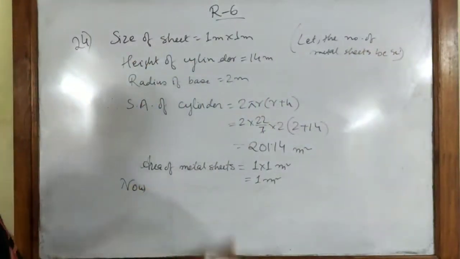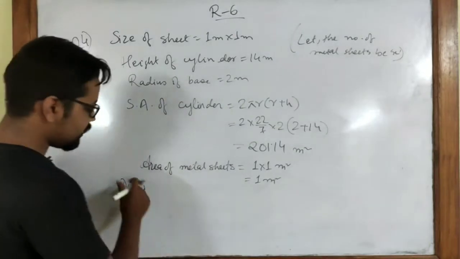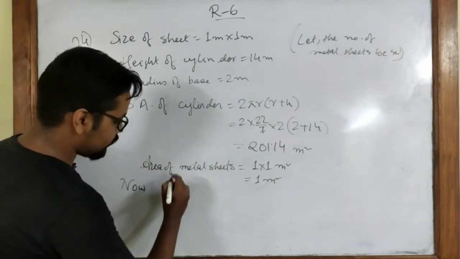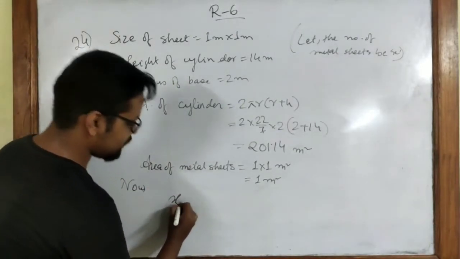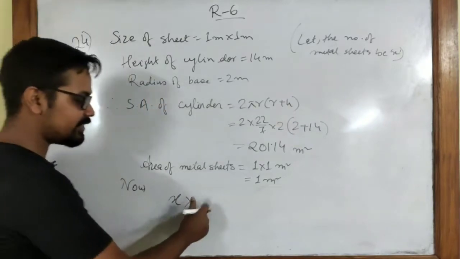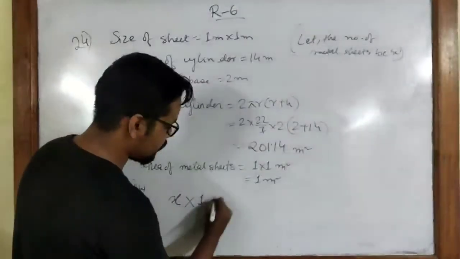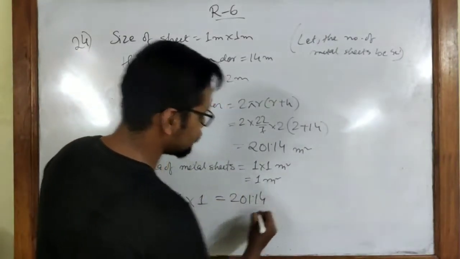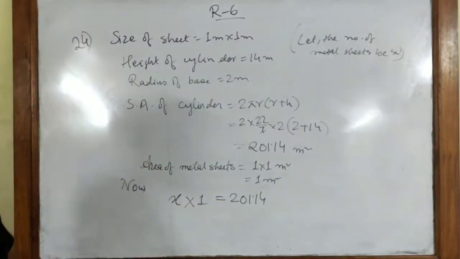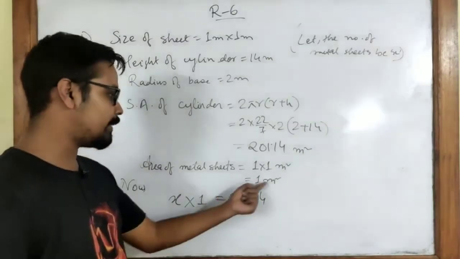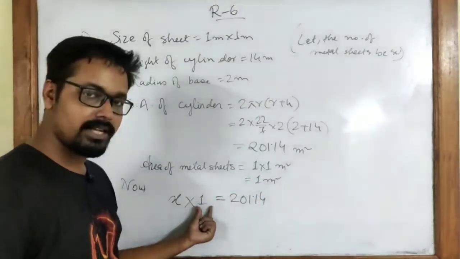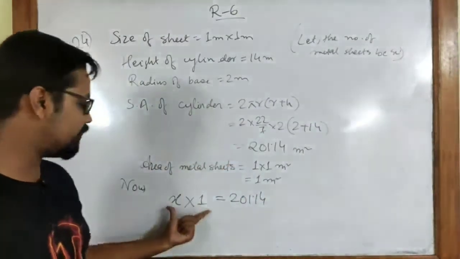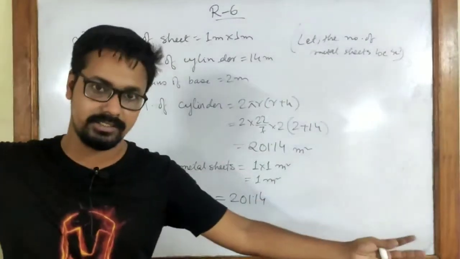Okay, so just like we did the previous sum, question number 22. The number of metal sheets x into the surface area of each metal sheet, which is 1, must be equal to the surface area of the cylinder. I hope you understand this one. The total surface area of the metal sheet, this 1, and the number of metal sheets required will give us the total surface area of all the metal sheets.